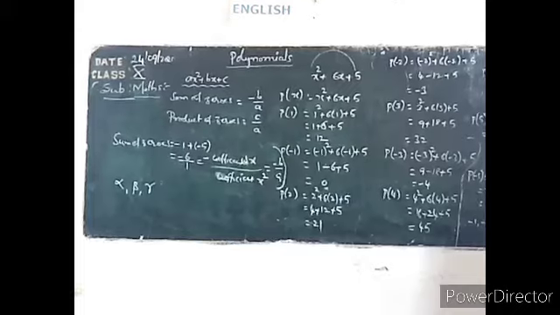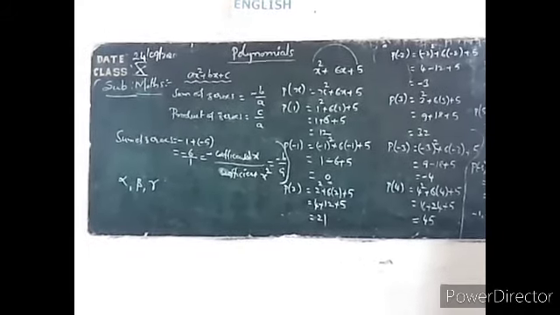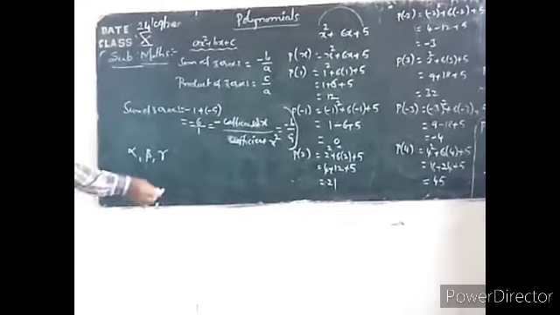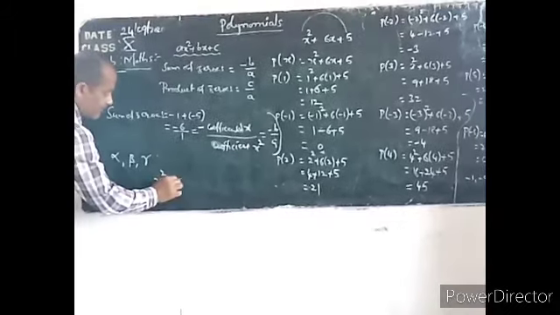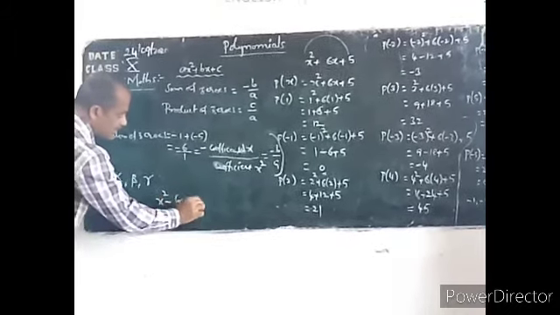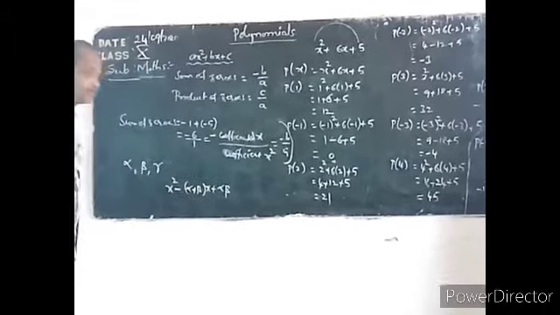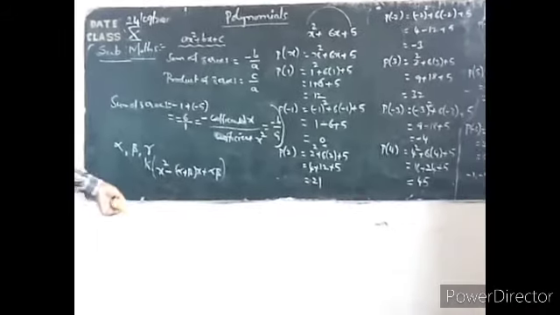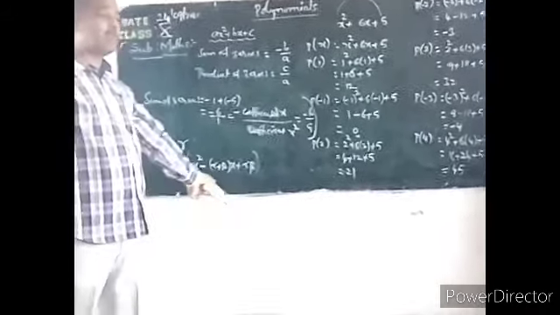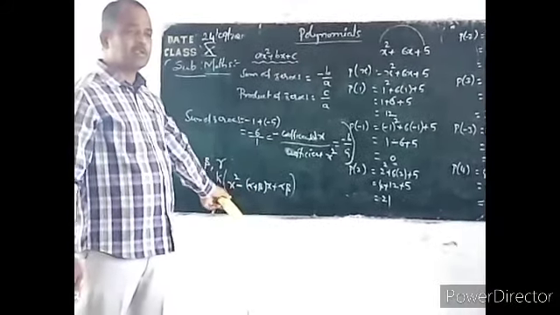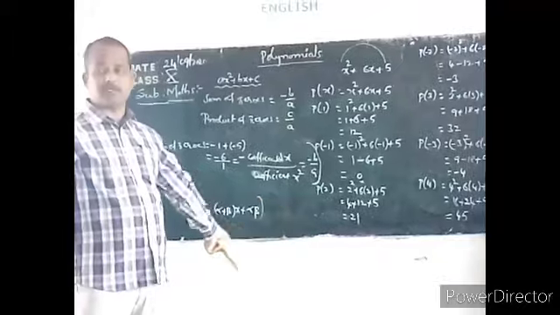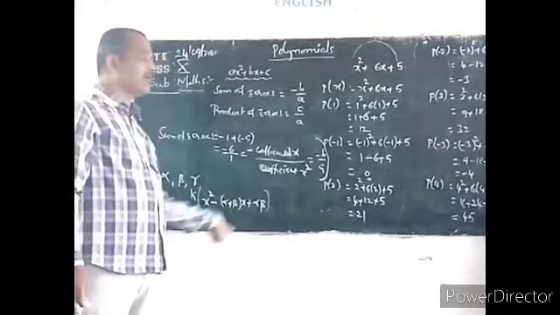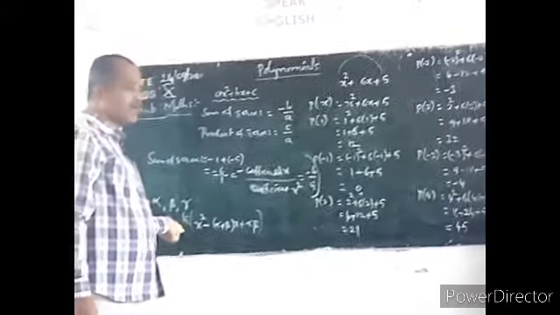If only the zeros of the polynomial are given, then we have to derive the polynomial directly: k of x square minus of alpha plus beta of x plus alpha beta. Why is it k of? If we are getting any fractional form, then in place of k we have to write the fraction. Zeros mean that value when we substitute, it gets 0. That's why if we equate to 0, the denominator will be cancelled.